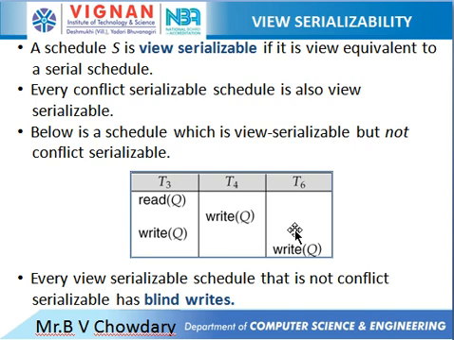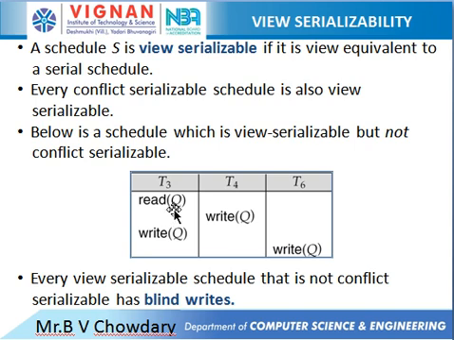Now coming to the definition: a schedule S is view serializable if it is view equivalent to a serial schedule. There is another important point: every conflict serializable schedule is also view serializable, but the reverse is not true. You can see the below example, which is view serializable but not conflict serializable.